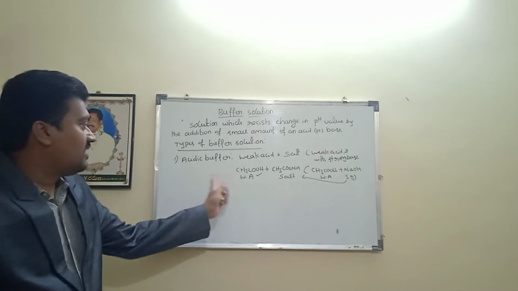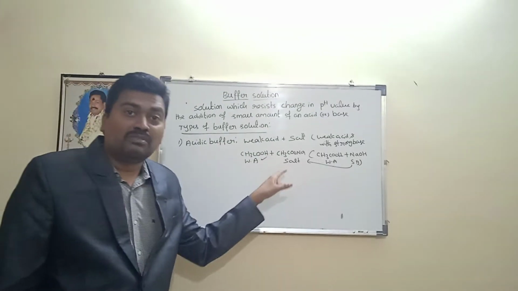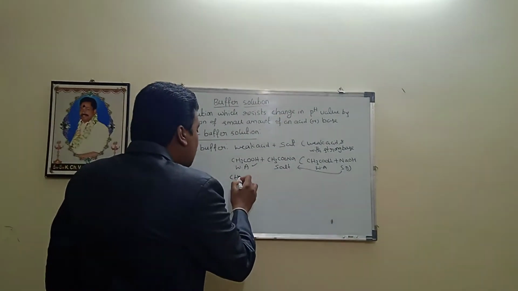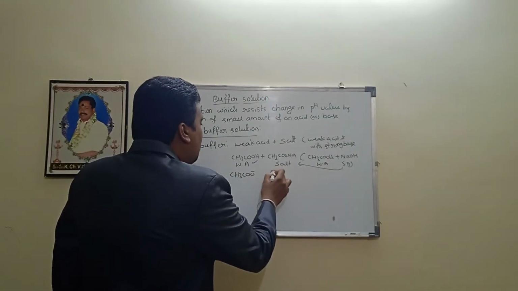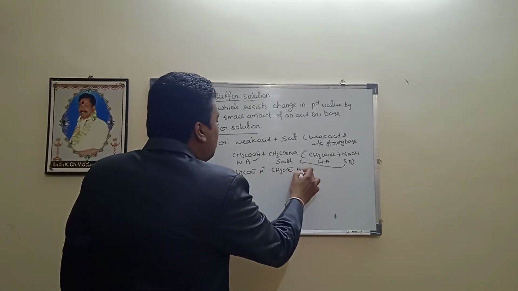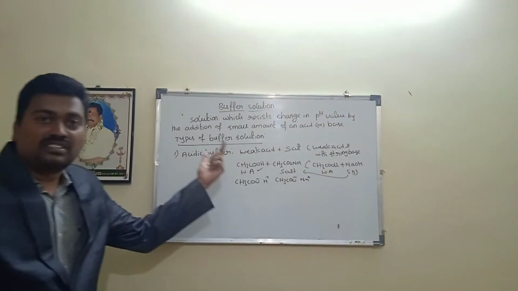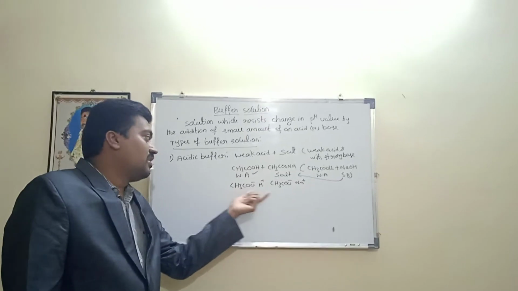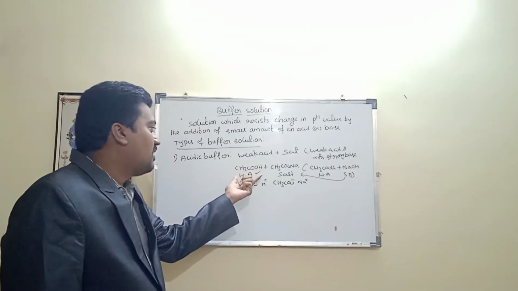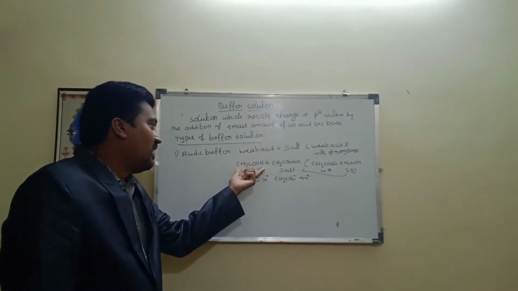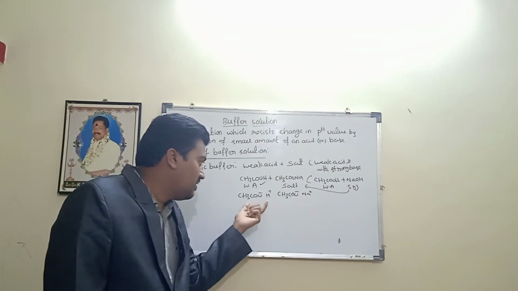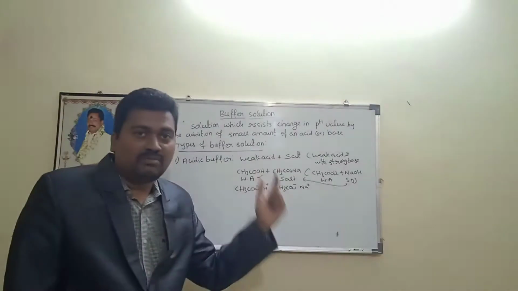This clearly says that in this acidic buffer a common ion will be there. What is the common ion, students? Here you can see the acetate ion and here also you can see the acetate ion. Of course, here H plus is there, here Na plus is there. That means in an acidic buffer we can see the common ion in the acid as well as in the salt, because the acid is a weak acid and the salt is also produced from the same weak acid. That's why we will have the common ion in this acidic buffer.